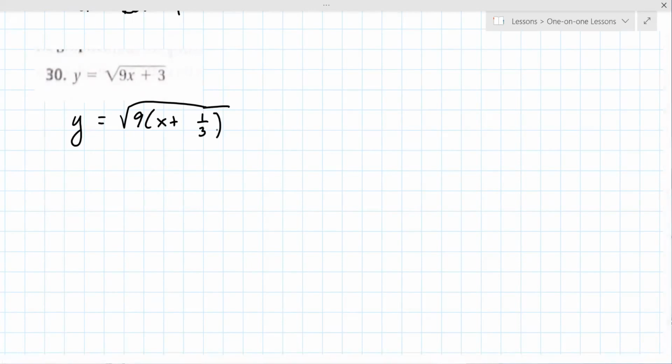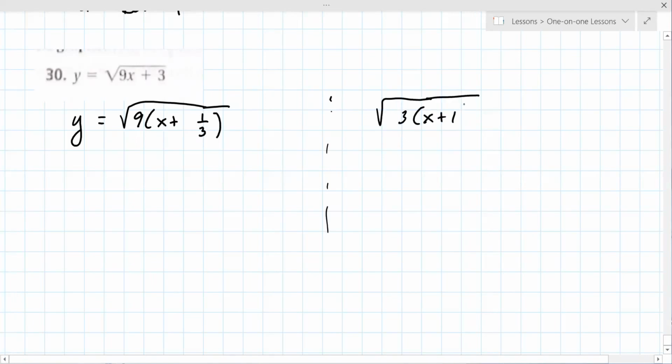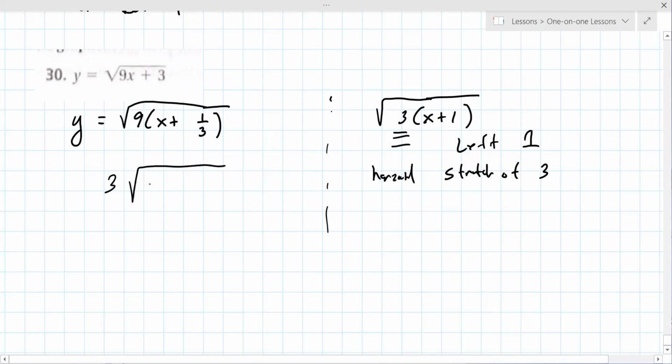This one's a little bit awkward. Maybe your instructor doesn't want you to, I don't know. The other way to do this is to go square root of 3 times x plus 1, and then this becomes a horizontal stretch of 3, and then it's left 1 obviously. The other way to do it is to bring the 3 out, and it's the square root of x plus 1/3. So then it's left 1/3, which is not true.